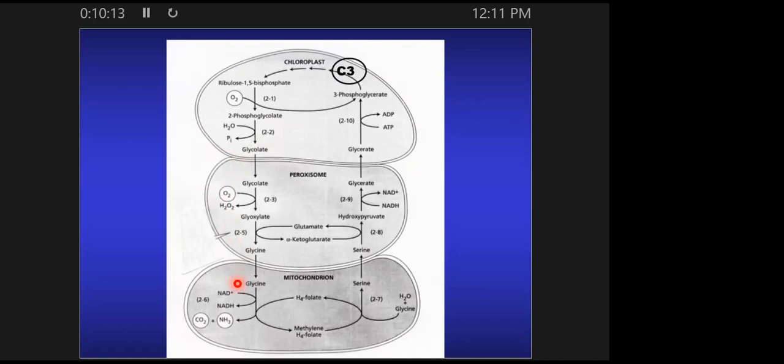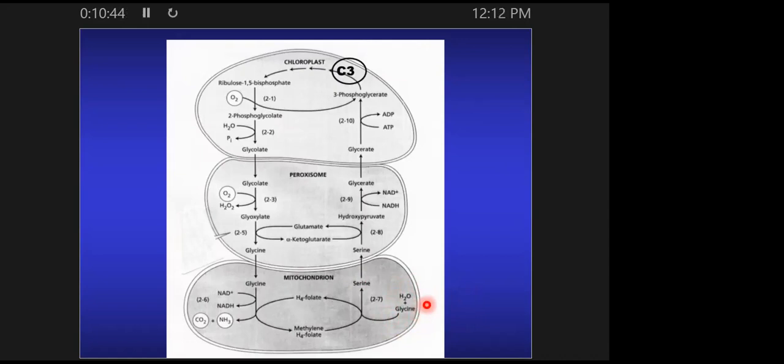Then what you see happening in the mitochondria, what they're trying to show here in this drawing, and I'll show you a separate drawing where they do it a little differently, and hopefully one of these will click with you. They show glycine leaving the peroxisome and coming into the mitochondria. But then if you look over here on the right side of the mitochondria, you see another glycine showing up right over here on the right side. What they're trying to say by this is that you have to have another glycine coming in.